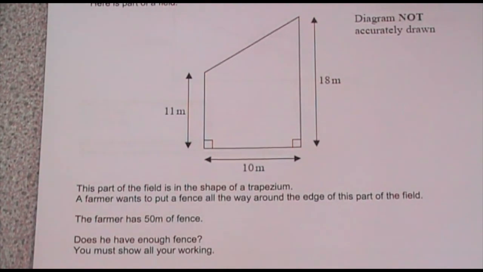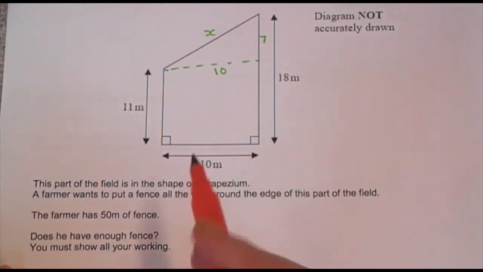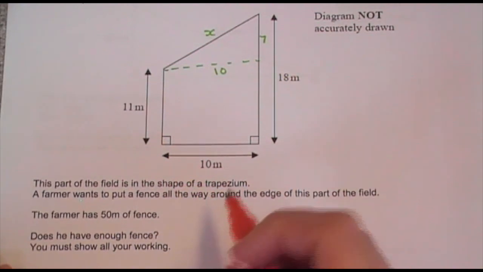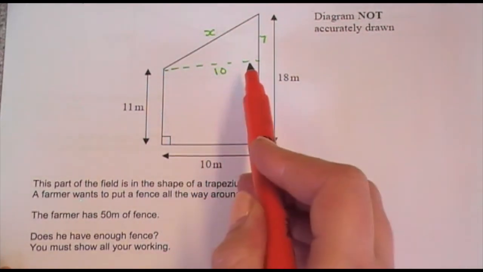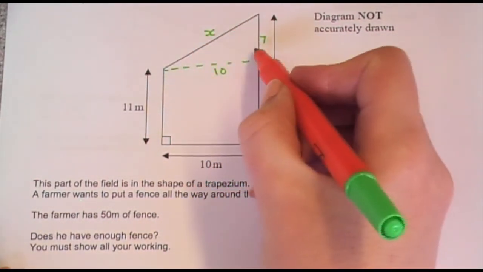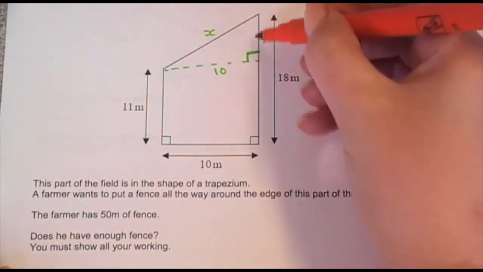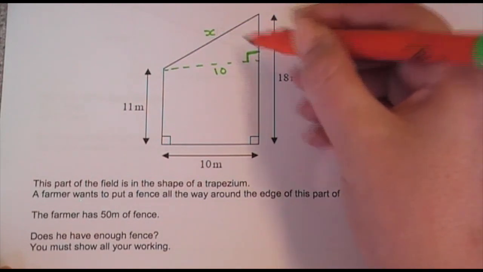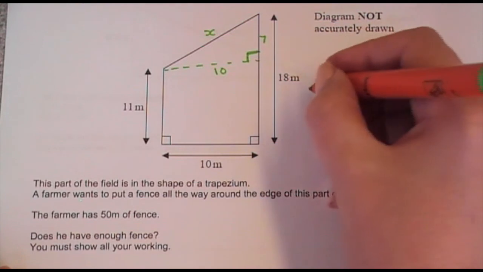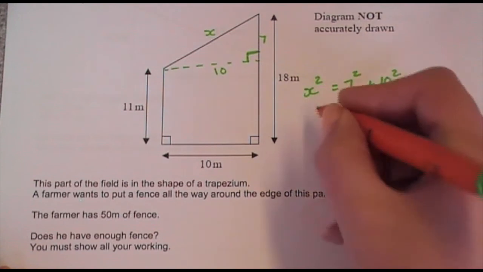I'll put a snapshot of the answers up. Okay, so ultimately this question is asking, if the farmer's only got 50 metres of fence, does he have enough? It's a perimeter question, you need to add up all the edges, but of course they haven't given you this edge. They expect you to know that you split this in order to get a right angle triangle here. And if that's 18 and that's 11, that means that this part here has to be 7 meters. So I need to use that information to find X. And to do that, I need to say that X squared is equal to 7 squared plus 10 squared.